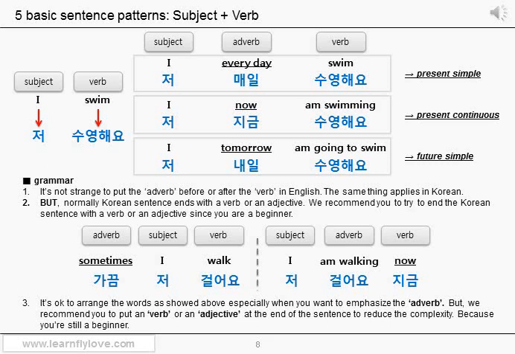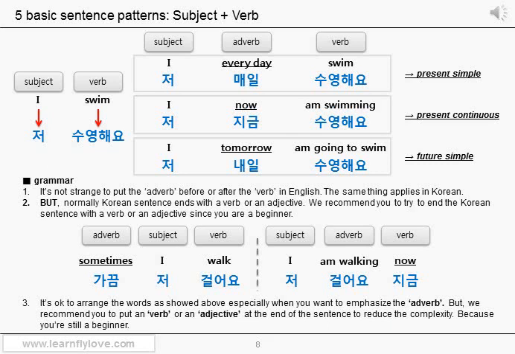Let's talk a little bit about the sentence structure or position of the words, whatever you call it. It's not strange to put the adverb anywhere in the sentence in English, right? The same thing applies to Korean. Let's see the examples with the verb walk. Sometimes, 가끔, I, 저, walk, 걸어요. 가끔 저 걸어요. Or, I, 저, am walking, 걸어요. Now, 지금. Please check out the position of the adverb sometimes and now in these sentences.